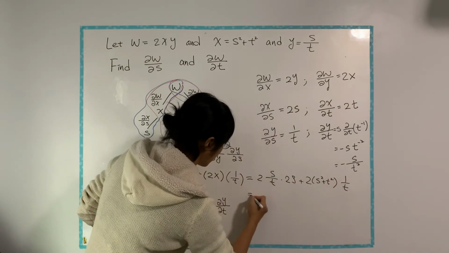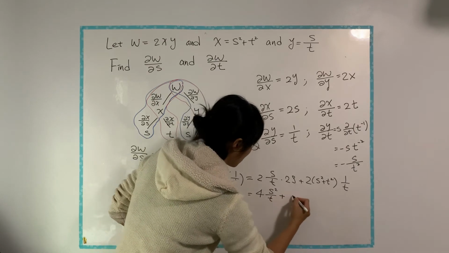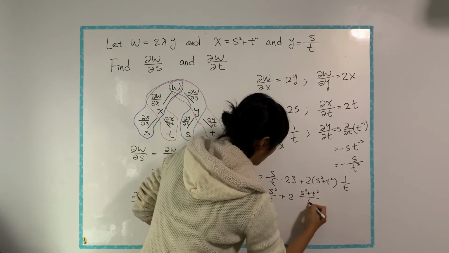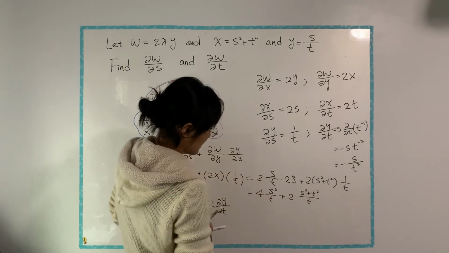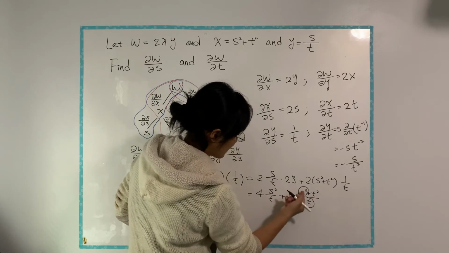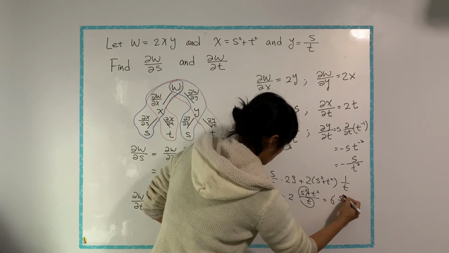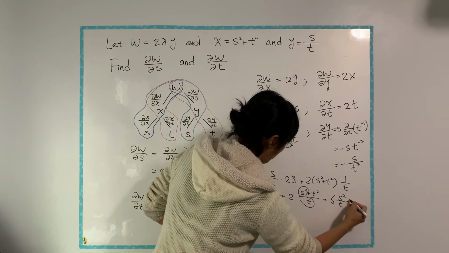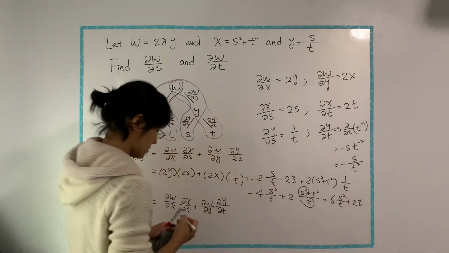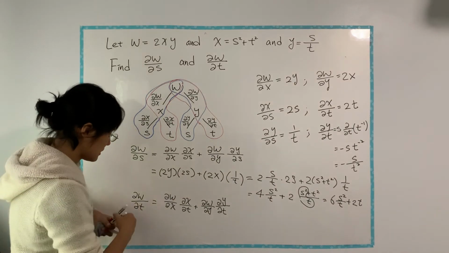All right, let me simplify this a little. 4s squared over t plus 2 times s squared plus t squared over t. Okay. If you want to, you can separate this and put the s squared over t together with this one. So that would be 6s squared over t plus 2t, because t squared over t is equal to t. Okay. All right. Next one.